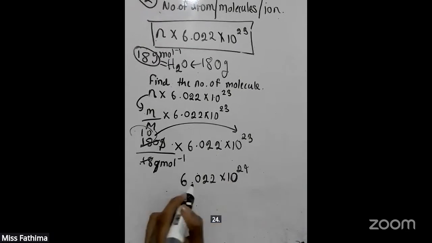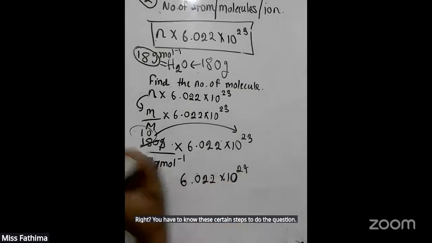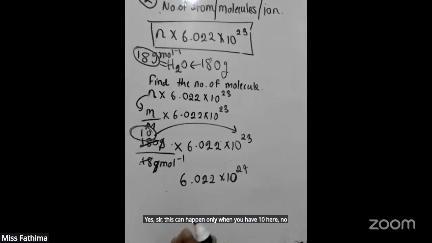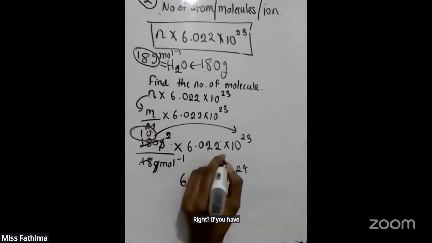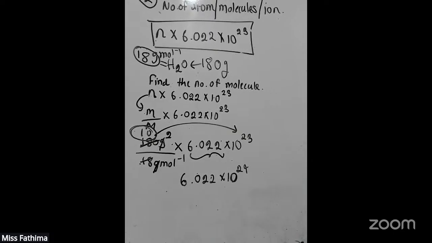Did you understand? This is simple maths. You have to know these certain things to do the question. Understood? This can happen only when you have 10 here, not any other value. If you have 2, you have to multiply this value. We'll do more questions, then you will understand. Did you understand, children? Got it? If anyone has a doubt, let me know. No doubts, teacher.